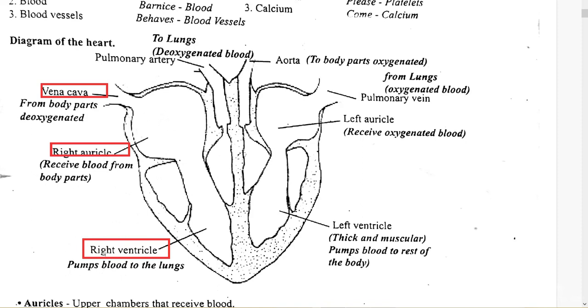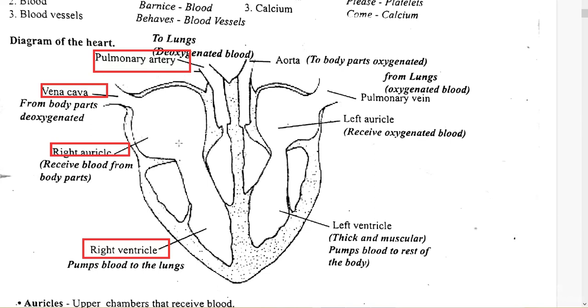The right ventricle pushes, pumps that blood, and it passes through these valves, goes up here, and enters the lungs through the pulmonary artery. Pulmonary artery, not vein. The pulmonary artery is the one that takes deoxygenated blood into the lungs for oxygenation.